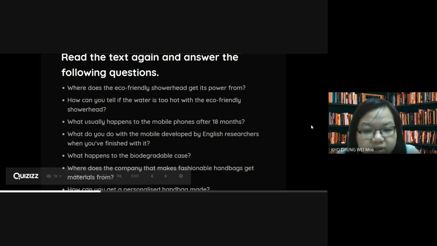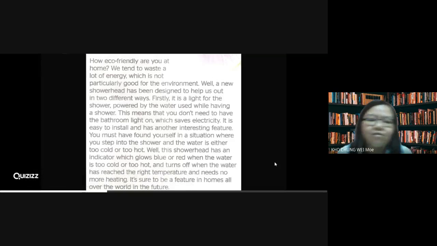If you notice, the questions go according to paragraph. The first 2 questions are about the eco-friendly shower head. The next 3 questions, the mobile phones, and the last 2 questions about the handbags. Okay, so it goes according to paragraph. This will help you out when you answer questions. Okay, so this is the first paragraph. And from this paragraph, you'll need to answer 2 questions. All right, the first question, I hope you remember. Where does the eco-friendly shower head get its power from? And the second question, how can you tell if the water is too hot with the eco-friendly shower head?